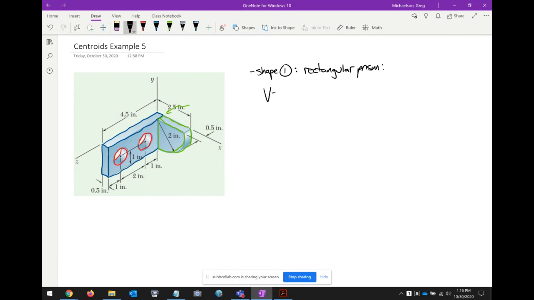And so first thing we probably need to compute is the volume. Does anybody help me out? Does anybody know what the volume of that blue block is? So we're talking about basically this part here. We're just talking about that part right there. What's the volume of that?